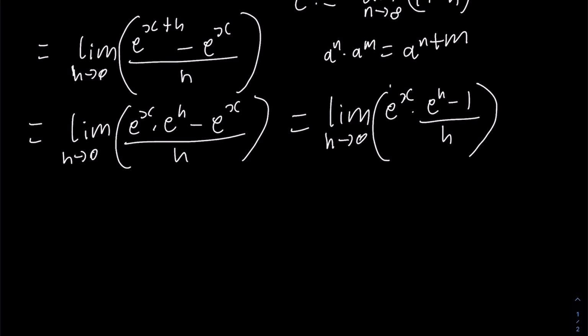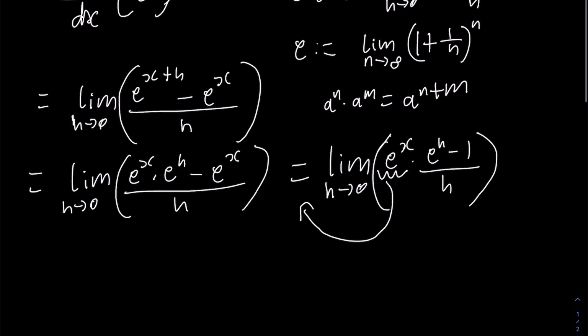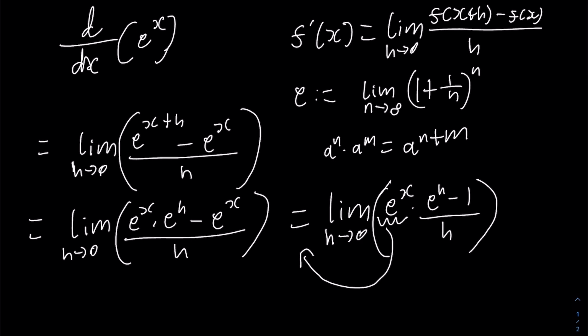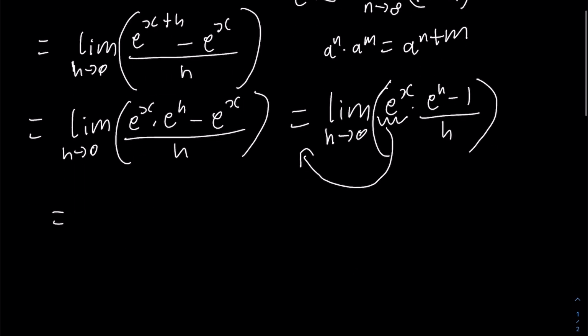We can actually bring this e to the x outside of the limit, because it does not have any h in it, which means it will be completely unaffected by this variable. If we have the limit of some variable approaching some constant or infinity, and inside the function there is something that does not contain the changing variable, we can just leave it as it is. So what we have now is e to the x, brought out, times the limit as h goes to 0 of e to the h minus 1 all over h.